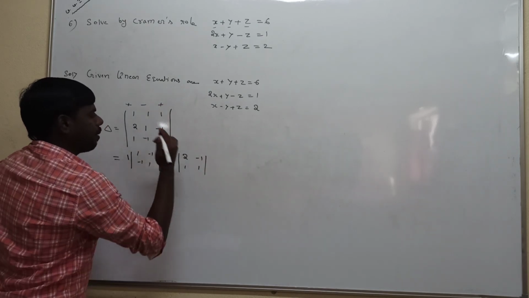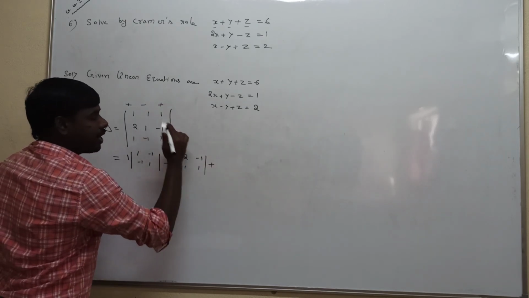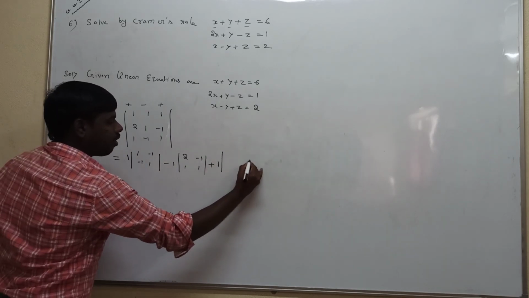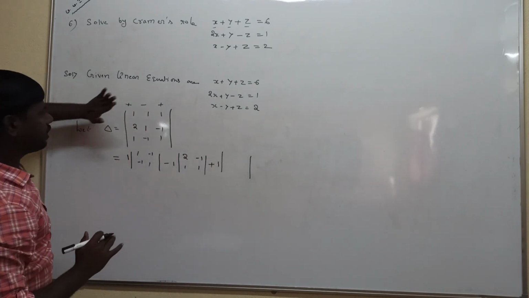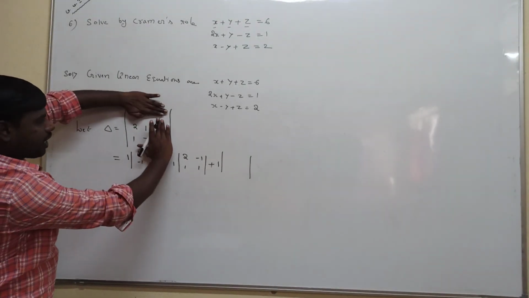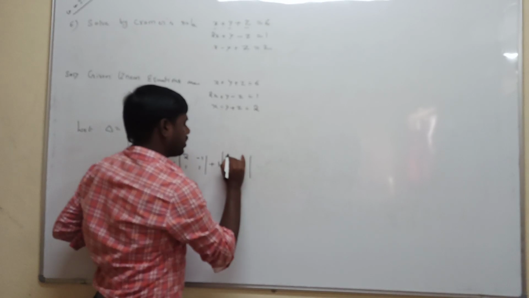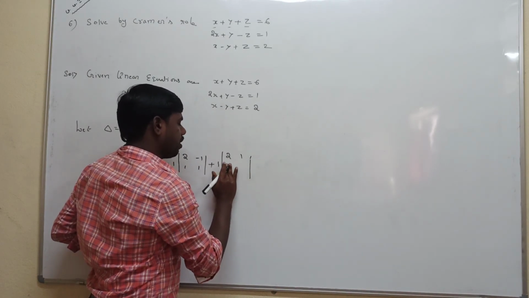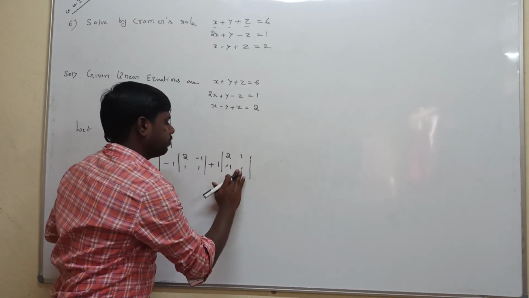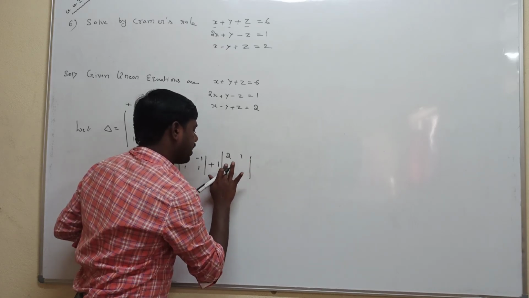Next, what is the symbol? Plus. What is the third element? 1. So the determinant of 1 present in the first row and third column is eliminated. What is left of the element? 2 1 1 minus 1. So, everyone understood how these values came?